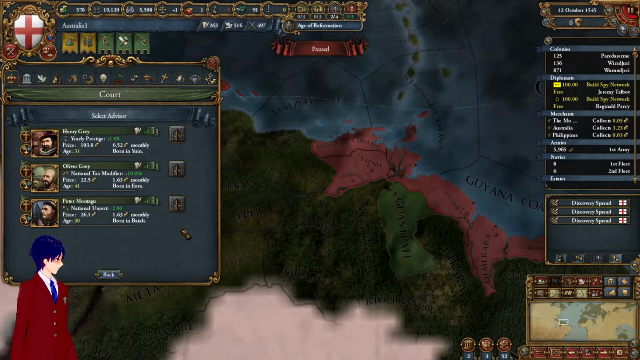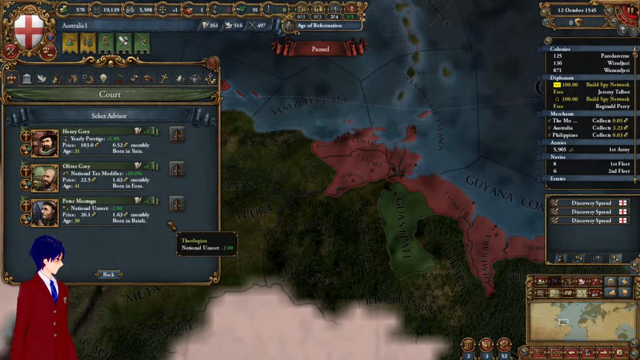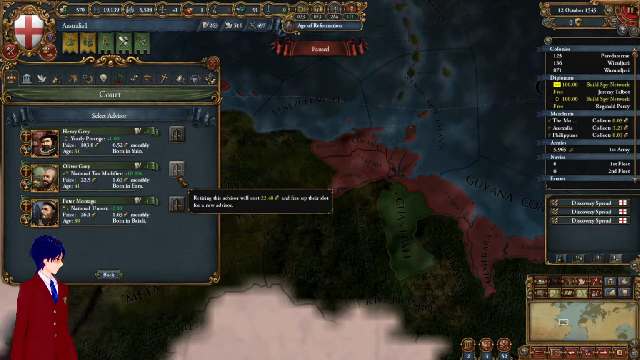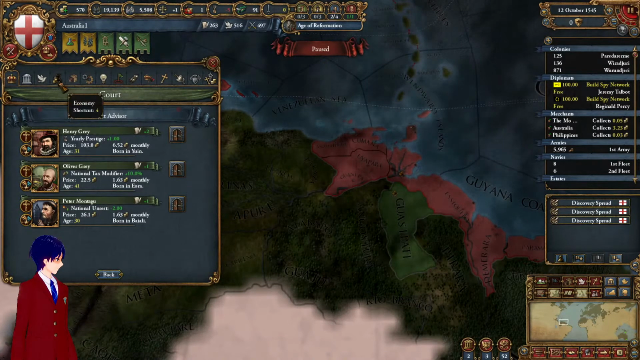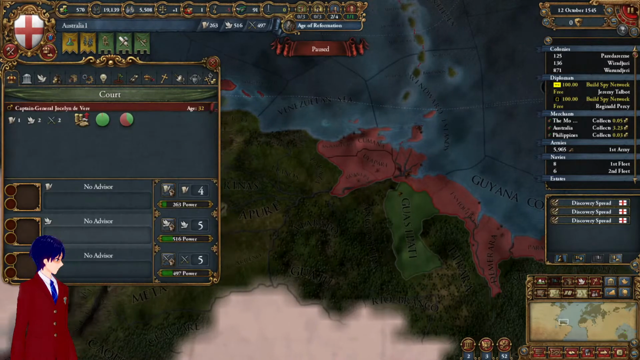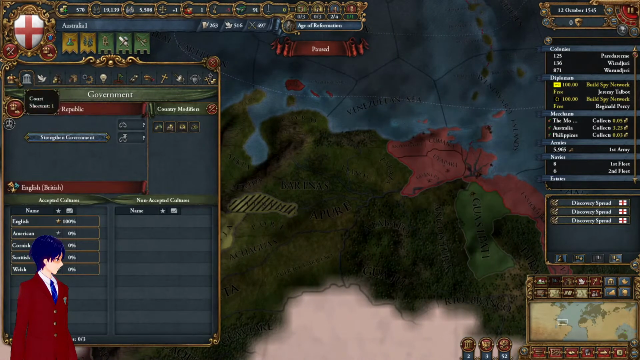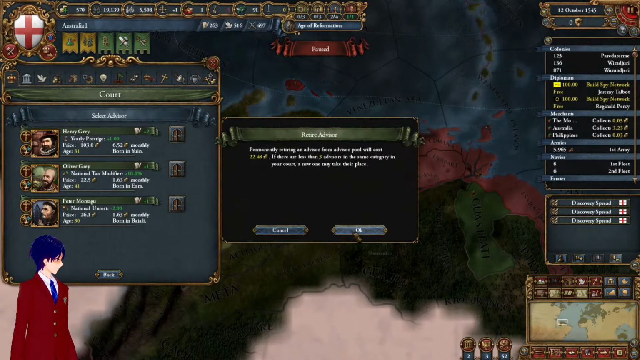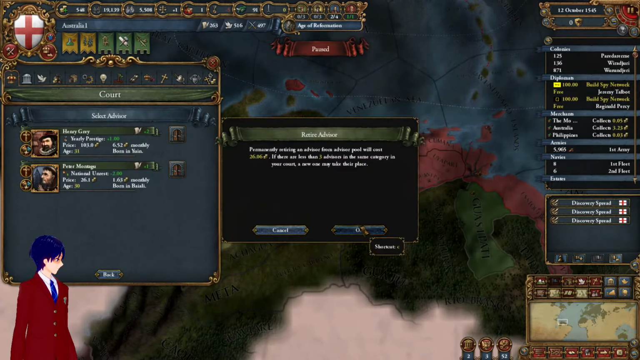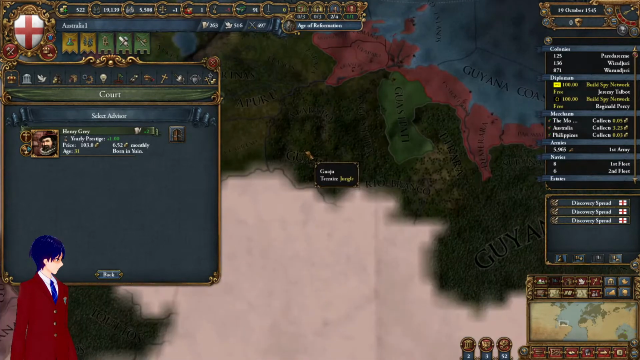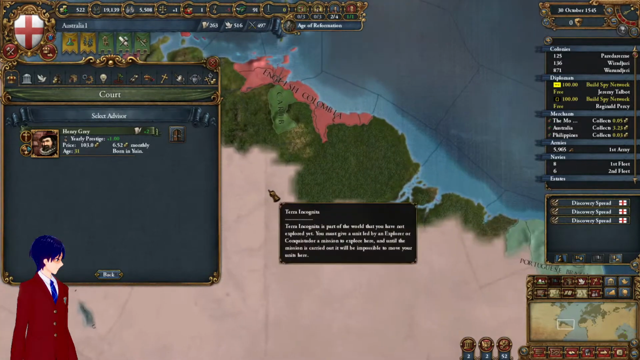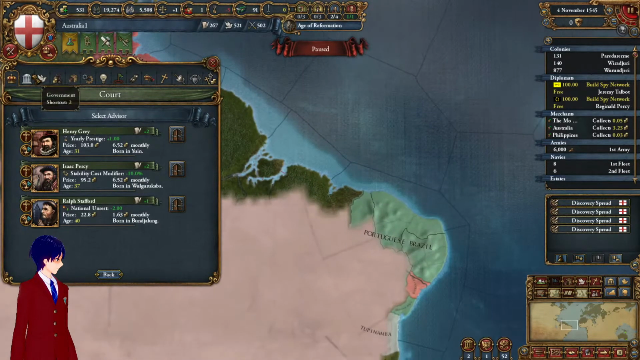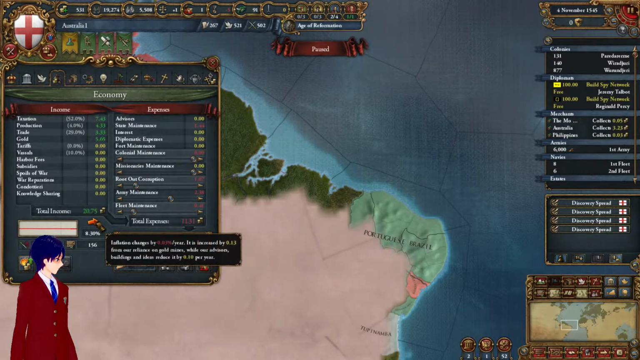Oh no. Tax modifier unrest. Oh no. Do we pay them to go away? Do we pay them to go away? I'll pay you to go away, and I'll pay you to go away. Come on. Come on. Oh, no.